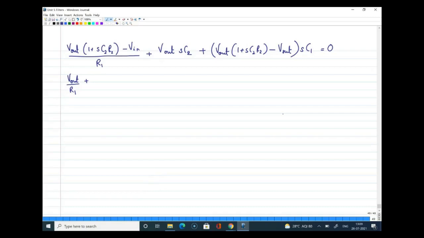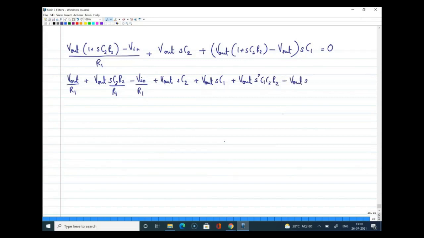So V out by R1 plus V out into SC2 R2 by R1 minus V in by R1 plus V out into S into C2 plus V out into S into C1, then plus V out into S square into C1 C2 R2 minus V out into SC1 is equal to 0. And this can help you to write the final equation of V out by V in.